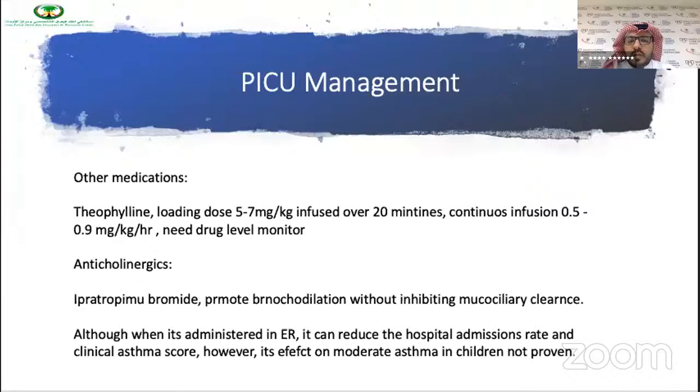For anticholinergic effect, the most commonly used is ipratropium bromide, which promotes bronchodilation without inhibiting mucociliary clearance, which makes it great according to the pharmacodynamics. When it's administered in the emergency department, it can reduce the hospital admission rate and clinical asthma score. However, its effect on moderate asthma in children is not proven. If you want to use it, the initial dose is 125 to 500 microgram every 20 minutes, then you can use it every 4 to 6 hours. Personally, I use it for the first 24 hours.